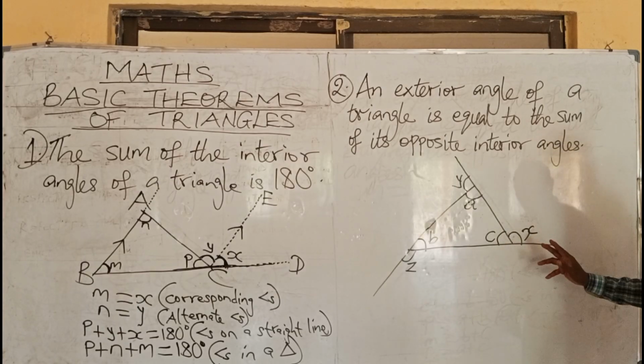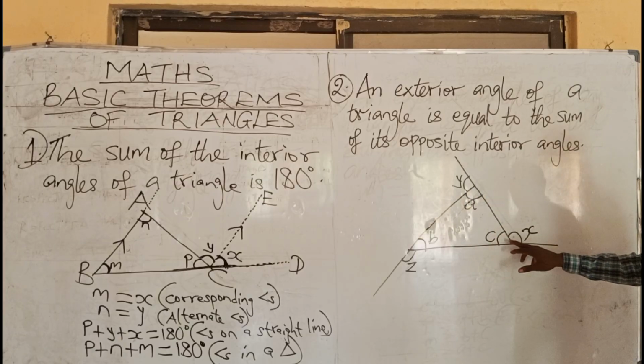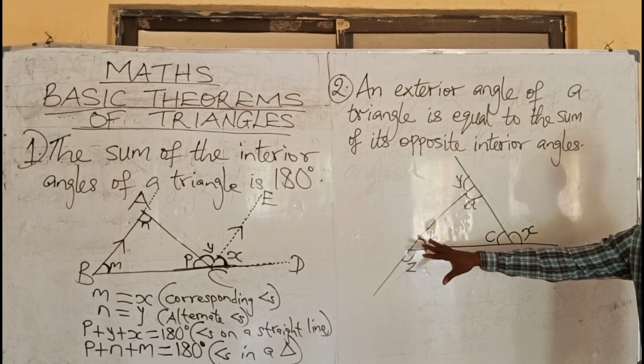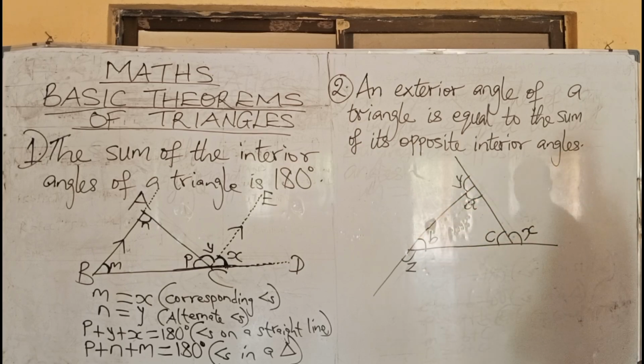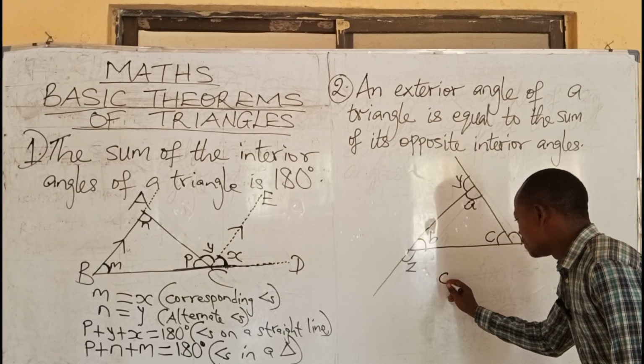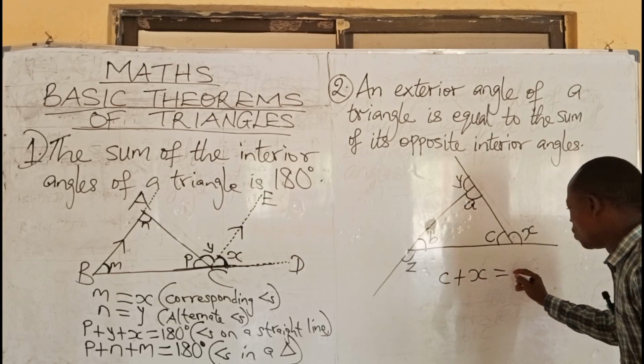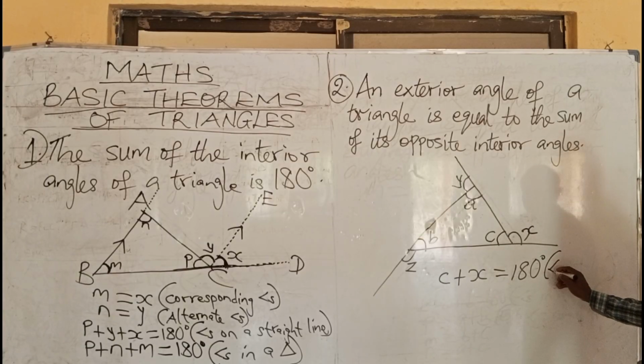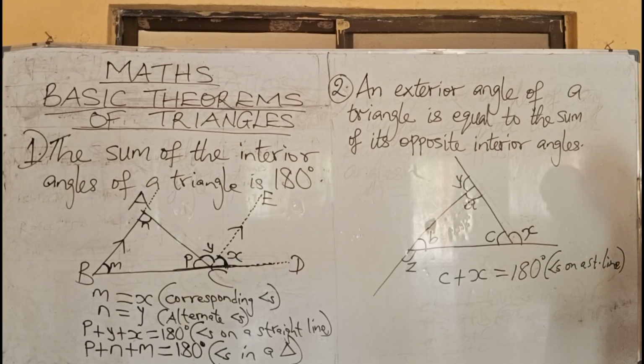So now, for me to prove this theorem, I'm going to pick any one of them. Let me just pick this. Now, if I explain with this, we can also use any of those ones to explain it as well. Since this is a straight line, we know that C plus X is equal to 180 degrees. And the reason is they are angles on a straight line. C plus X equal to 180 degrees.